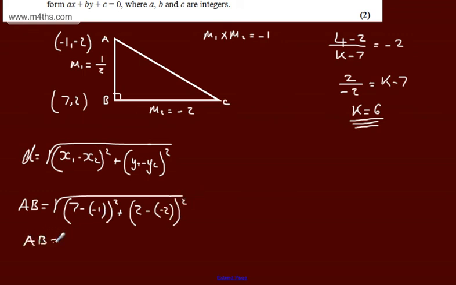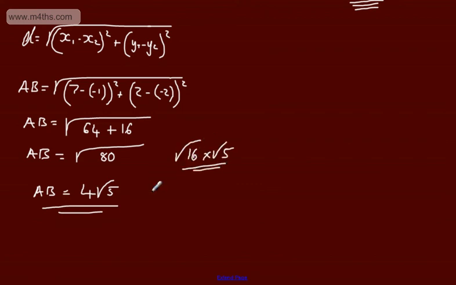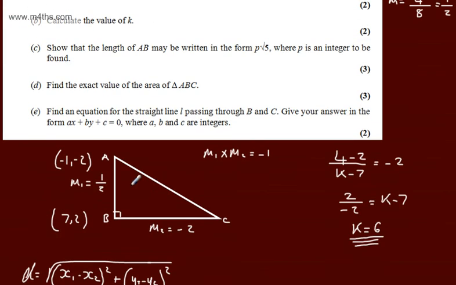So AB will be equal to, this is going to give me 8, 8 squared is 64, this is going to give me 4, 4 squared is 16. So we can say that AB is equal to the root of 80. We can simplify this. This gives me 16 times 5. So simplifying, we can say that this is 4 root 5. You could write this as the root of 16 times the root of 5 and then simplify at the end. So AB is 4 root 5, therefore p is 4.